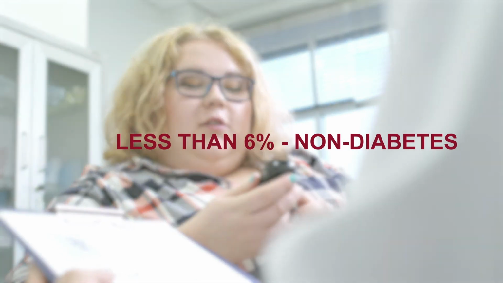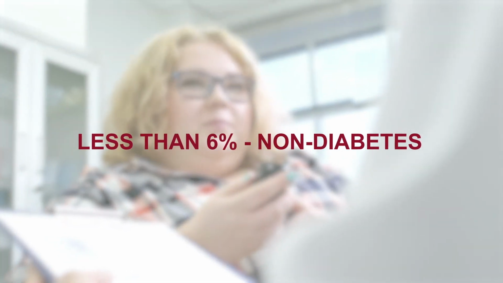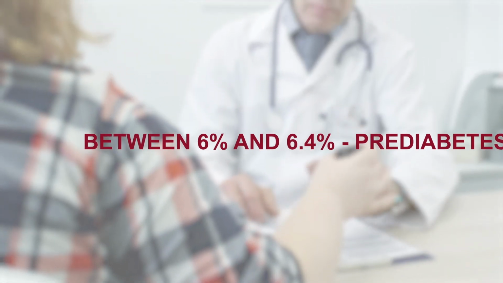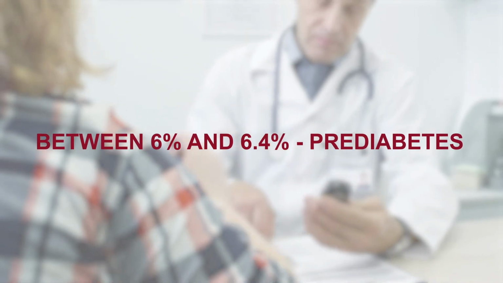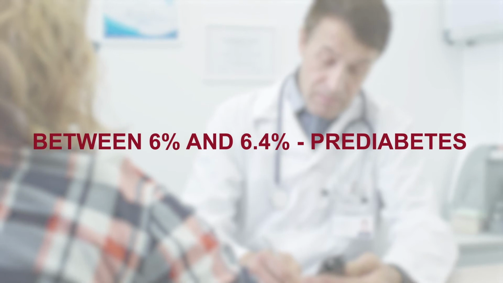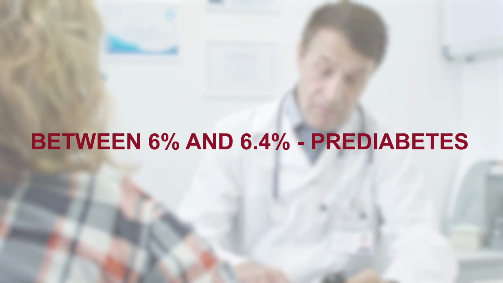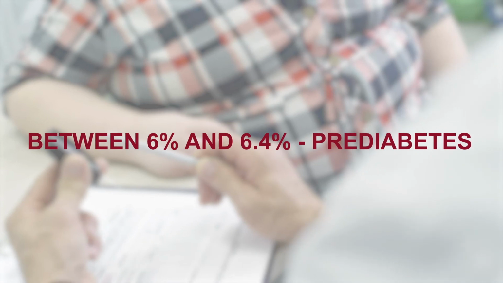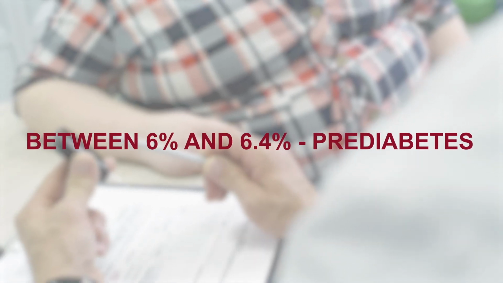An HbA1c less than 6% is in the non-diabetic range, which means you are well controlled. Keep up the great work. An HbA1c between 6% and 6.4% indicates you have prediabetes. You need to take steps, including healthy eating and increased physical activity, to delay or prevent type 2 diabetes.